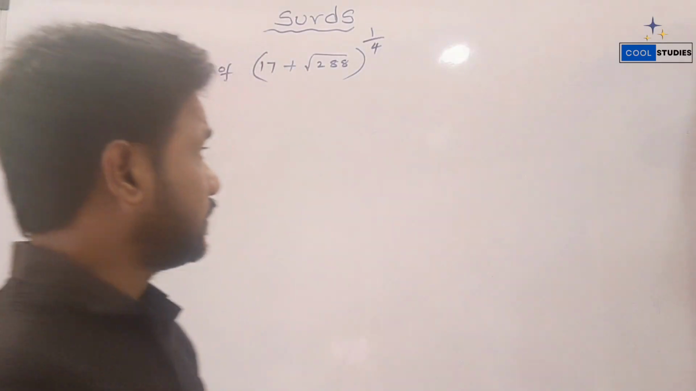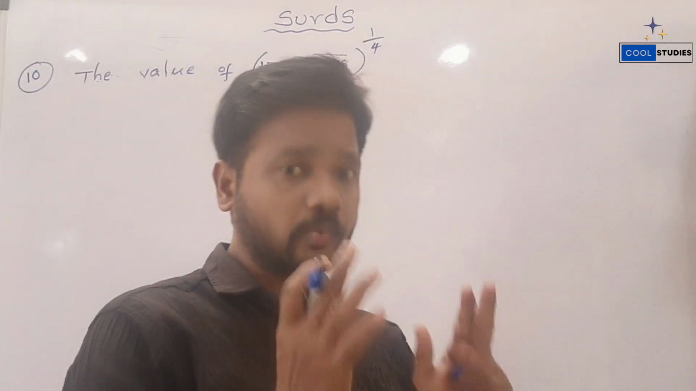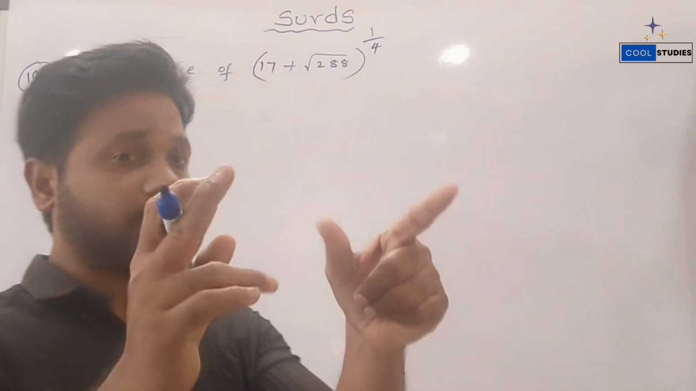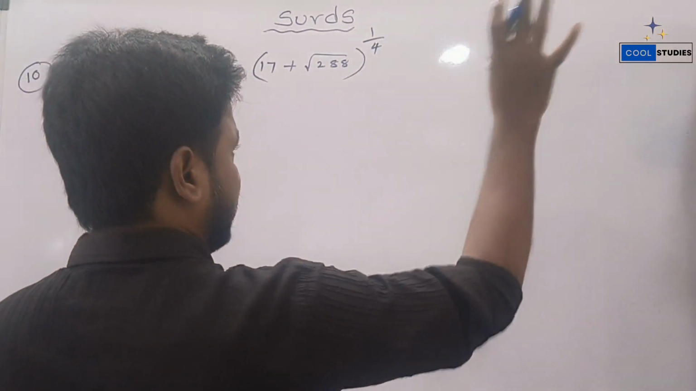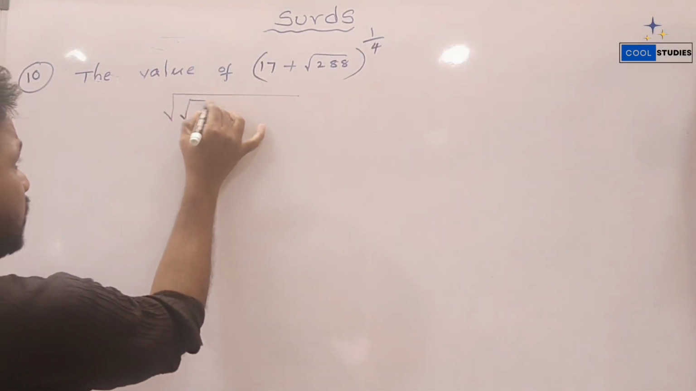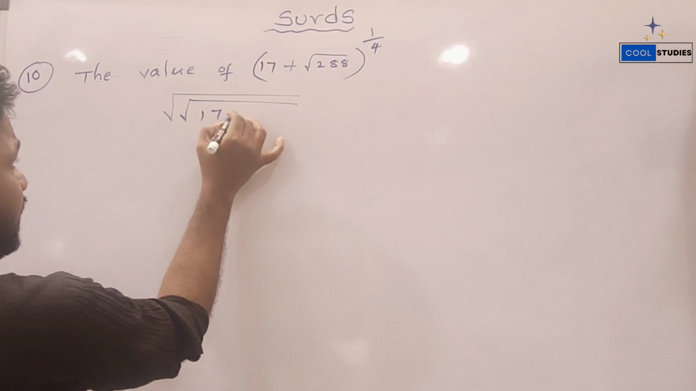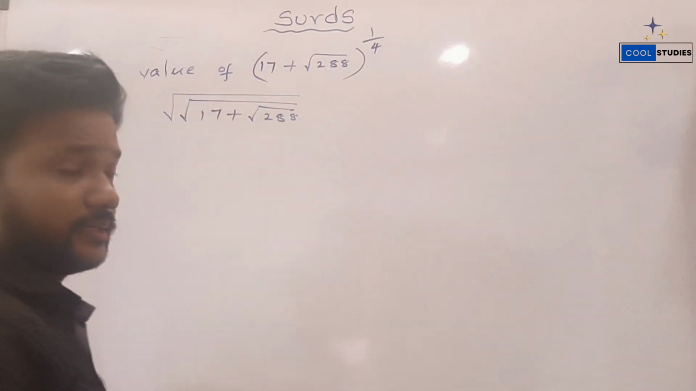Let us discuss the next question. The value of 17 plus root over 288, to the power 1 by 4. First we have to know what the meaning of 1 by 4 is. That means root over, again the root over 17 plus root over 288. This is the meaning.